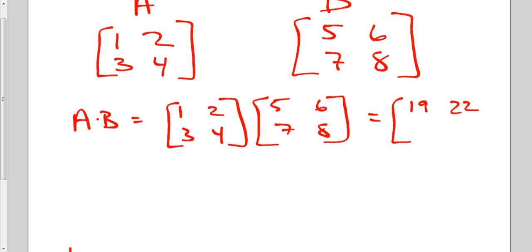again, except this time we do 5 times 3 plus 7 times 4. 15 plus 28, that would be 43. 43 goes down here. And then 6 times 3 plus 8 times 4. So 18 plus 32, that'd be 50. Okay.